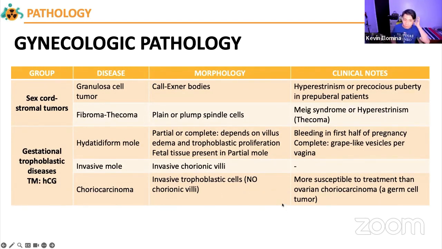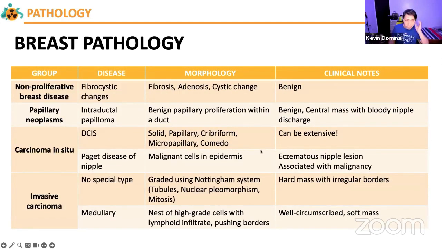Okay? Yun lang yan. Now, for your breast naman, you have your fibrocystic change. Lagi nyo nakikita to. No? Common to na lesion. Okay? So, pag fibrocystic change, benign yon. Okay? So, you just have your fibrosis, you have increase in your acini, your adenosis, and some of them dilate, kaya ka nagkakaroon ng cystic change. For your papillary neoplasms, your intraductal papilloma, they're usually in the large duct system. When they get traumatized, you will have bloody nipple discharge. Now, they are benign.